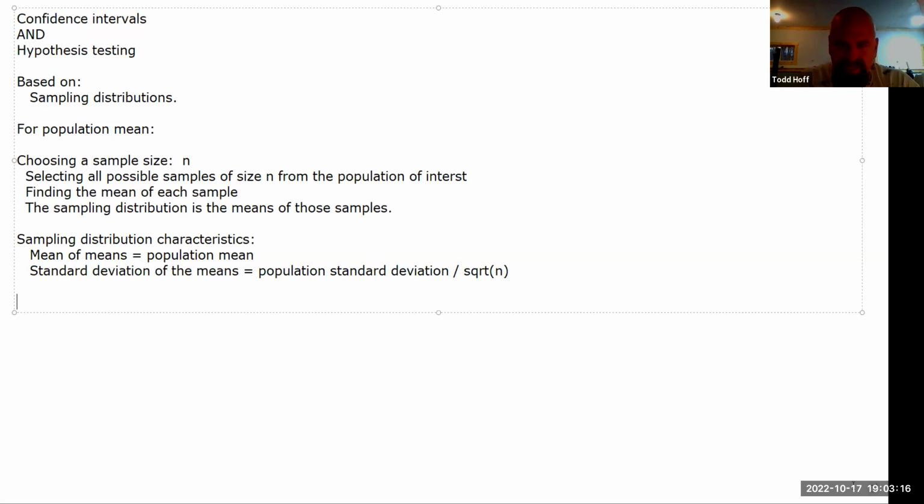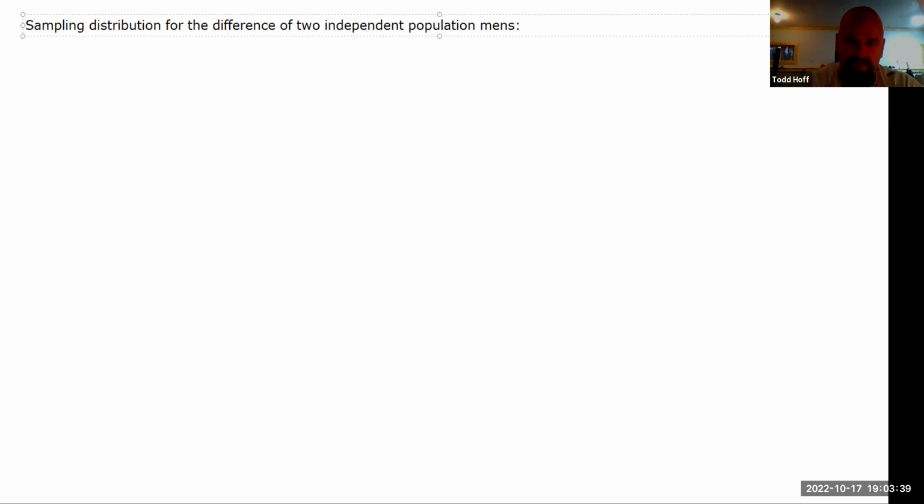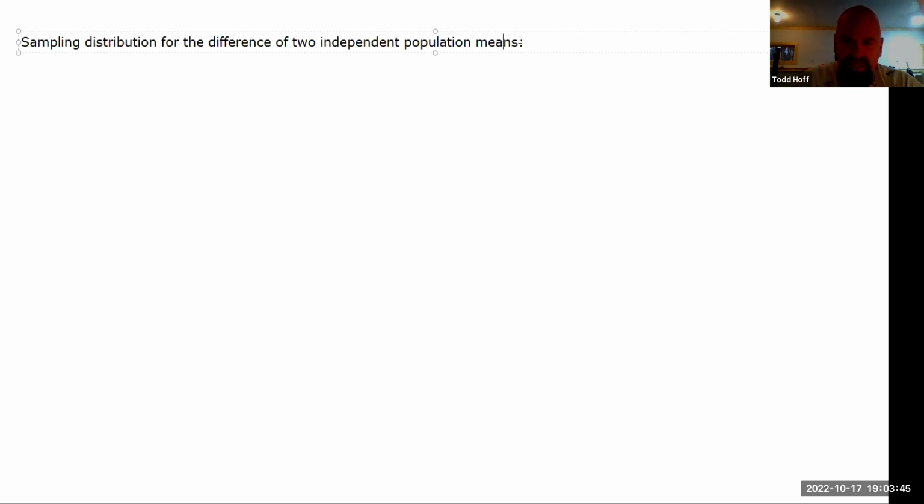Well, tonight we're going to go the next step. We're going to look at the sampling distribution for the difference of two population proportions. We're going to start off with the sampling distribution for two independent population means. So what this means is we've had two populations that are totally independent, no link, no overlap, no common elements between the populations. And we want to compare their means.